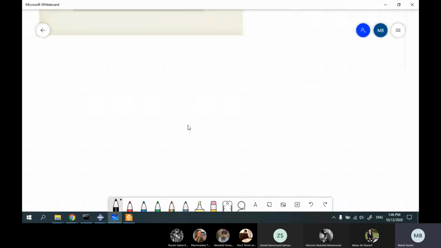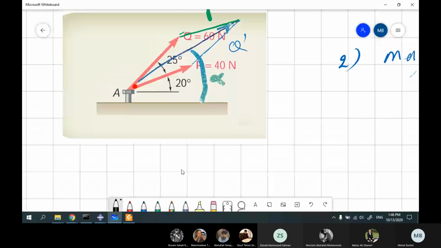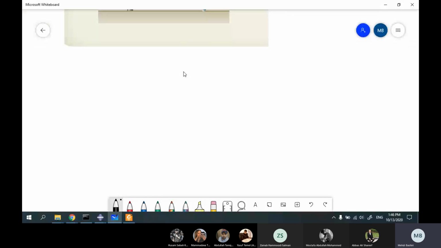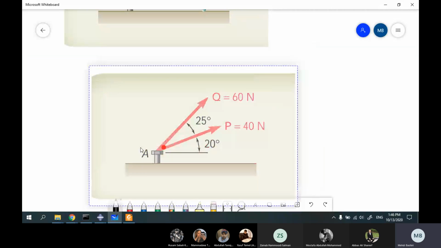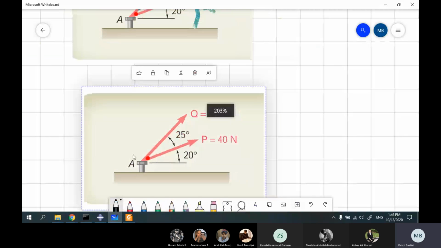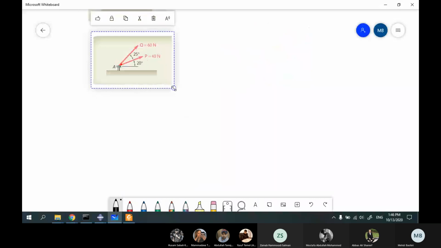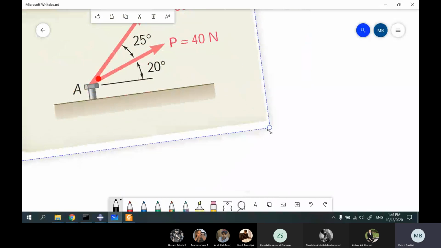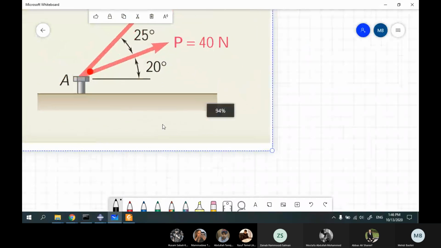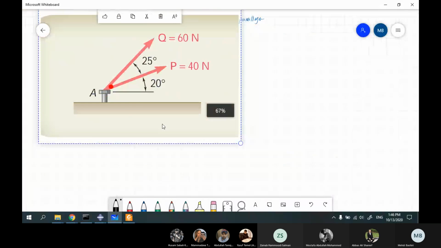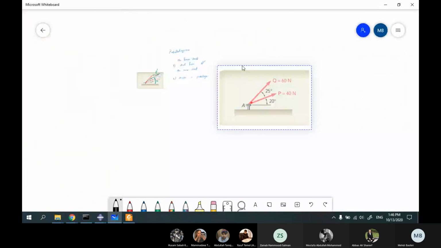It's not applicable in many cases. I'm going to find the summation with the second method, the triangle method. So I'm going to use the triangle method again to find the summation. Okay.